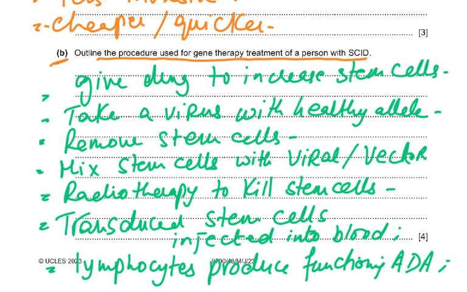So now you can see how I'm going to word it. Give the drug to increase stem cells, then take a virus with a healthy allele, then remove the stem cells, then mix the stem cells with a viral vector, then radiotherapy to kill the stem cells. Why? We want some more space. And then the transduced stem cells will be injected into the blood, and the lymphocytes will produce the functioning ADA, which was not being produced earlier on.